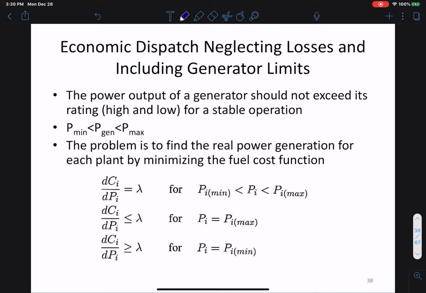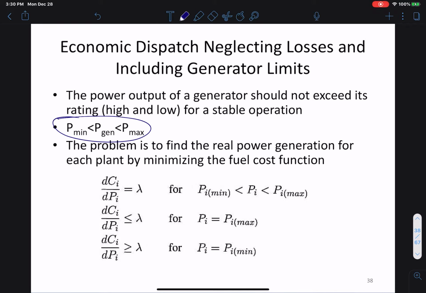Remember, last part we did a power system example where we don't have any losses and we don't have any limits on the power generating plant. Now we're going to have a limit for the power generating plant. So we have the limit here for power generation, max and min, so you cannot cross those limits, right?